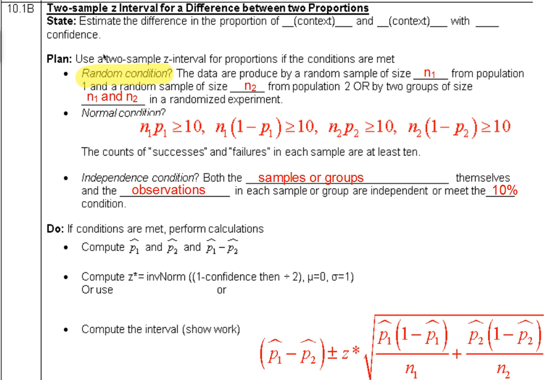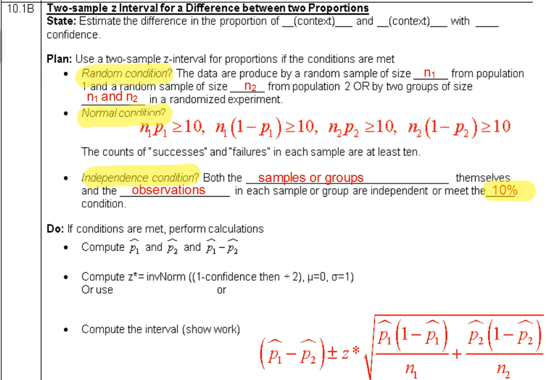Again, both samples have to be random, or two groups of size N1 and N2 that are in a randomized experiment. Then we have our normal condition, which we have to check for both samples. We have 4 different things that we're checking to see if those are greater than or equal to 10. Then we have our independence condition, where we have to say that both samples are independent and the observations are independent. One group's observations should not affect another group's observations, and the observations within the groups are also independent of each other. Again, we're still using that 10% rule if we need it.